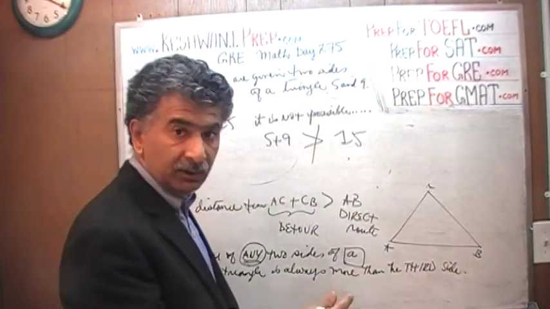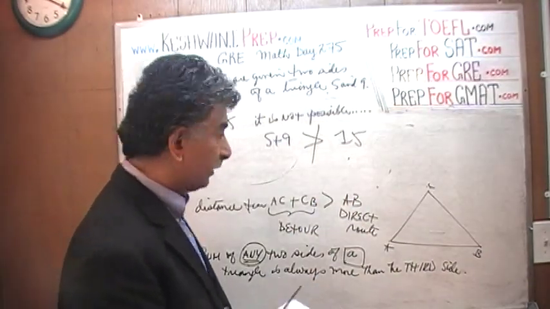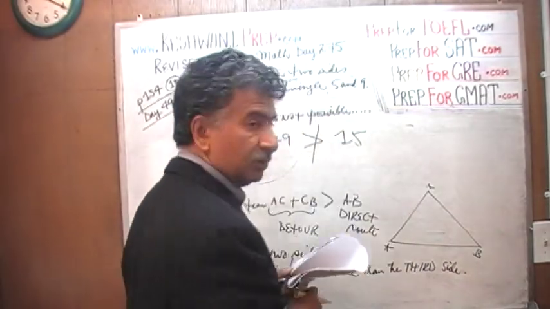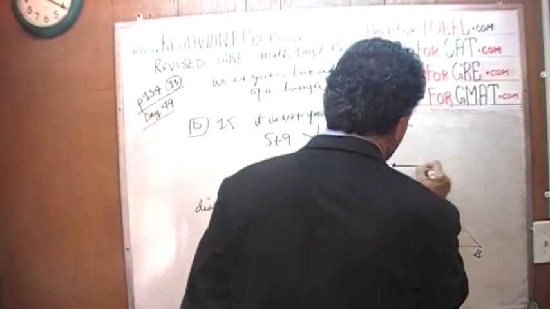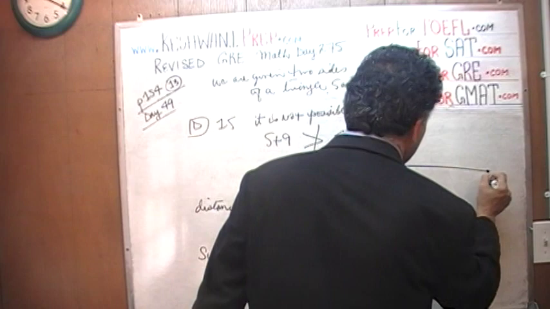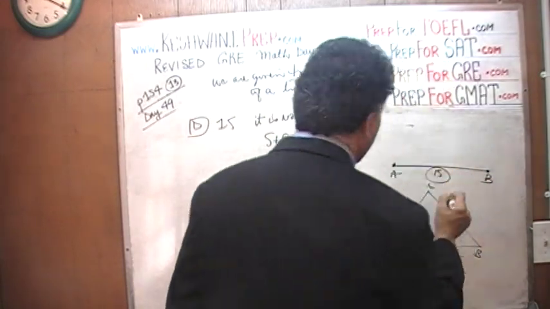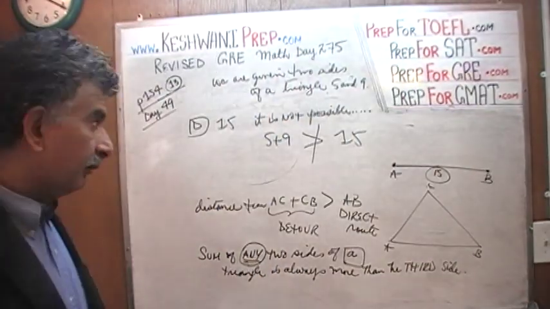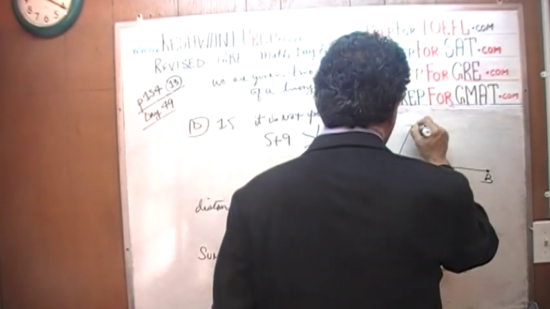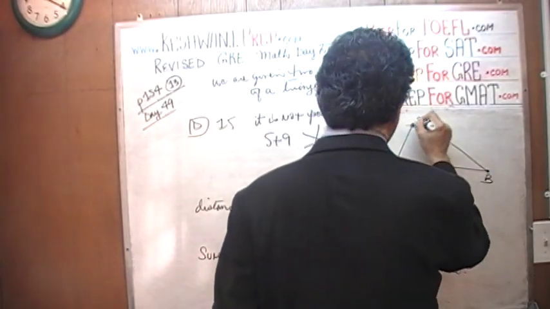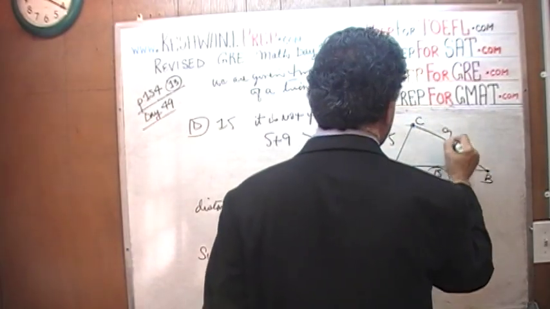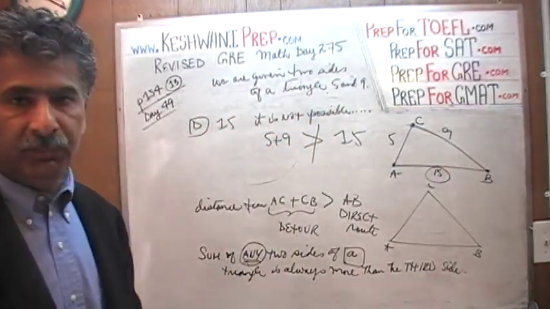If this were possible, one speaks hypothetically, if this were possible, what you're telling me is that if I were to drive directly from A to B, I'll end up driving 15 miles. But if I take a detour, and I stop at C, I will drive 5 miles from A to C and 9 miles from C to B.